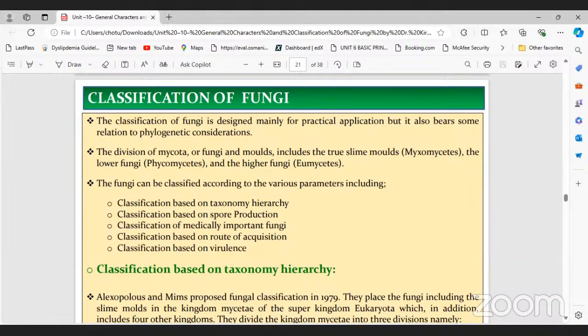Organisms are classified in a hierarchical series of groups. The science of classification is called taxonomy. What is the taxonomy of fungi? Now I will explain. Organisms are classified in a hierarchical series of groups, and the science of classification is called taxonomy.